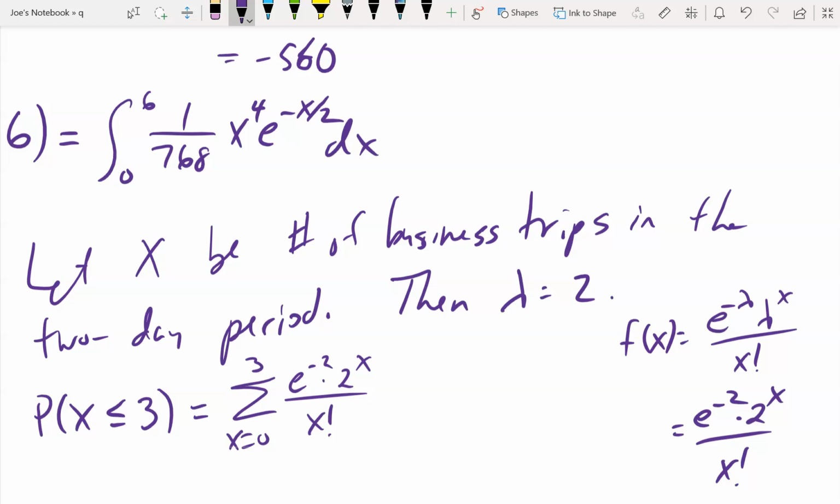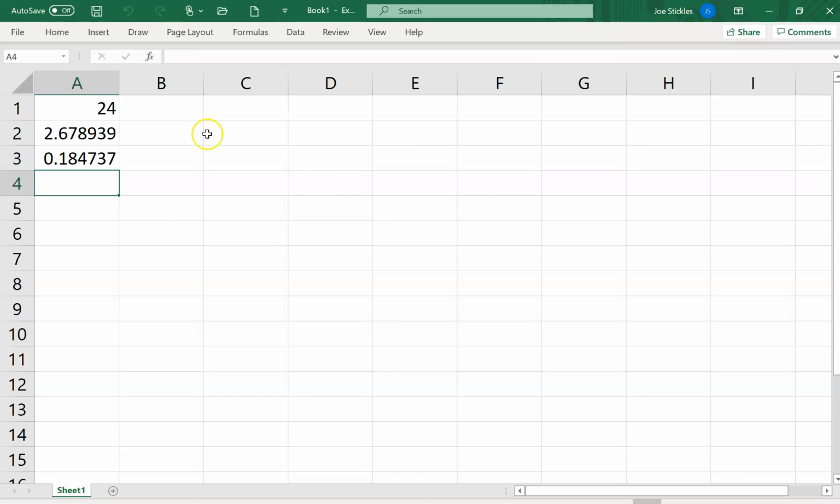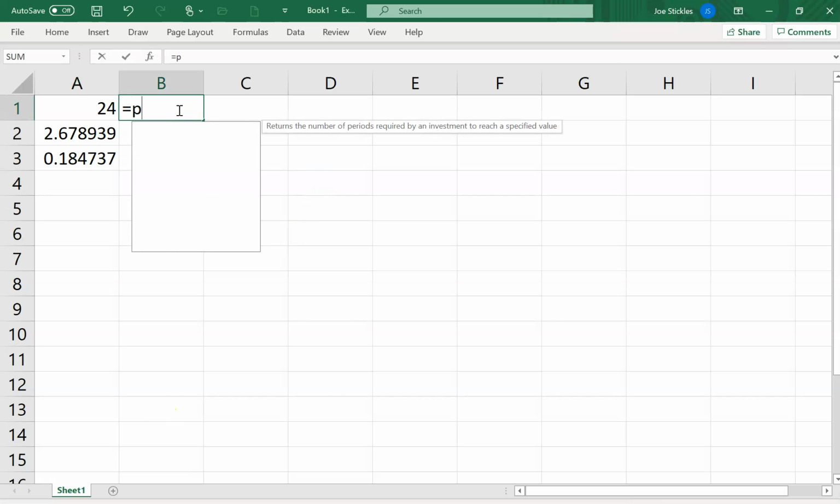Am I going to have Excel on the test? If I want you to use Excel, you will have Excel on the test. Don't break it. I will try not to.